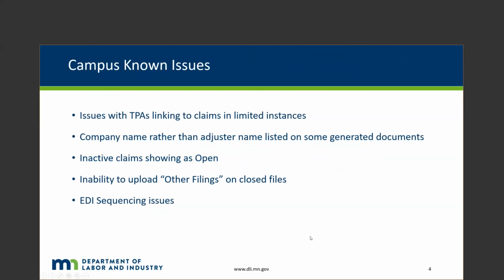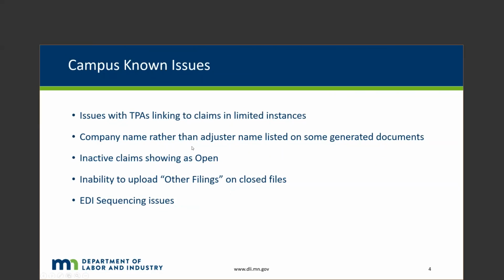Some of the known issues that we're still having: I know some of our TPA users are still having some issues with linking to claims. We are working actively on that for those TPAs. If you have any questions about that, or if you are wondering if that is something that we are working on for your group, please feel free to either email myself or the help desk or the EDI email address, and I'll go ahead and provide that.